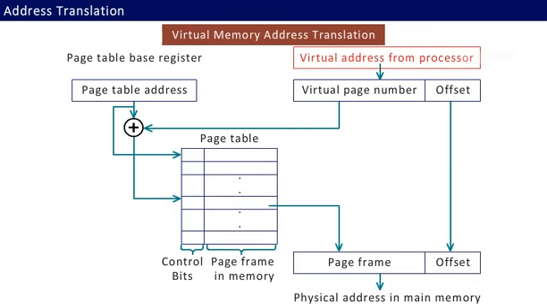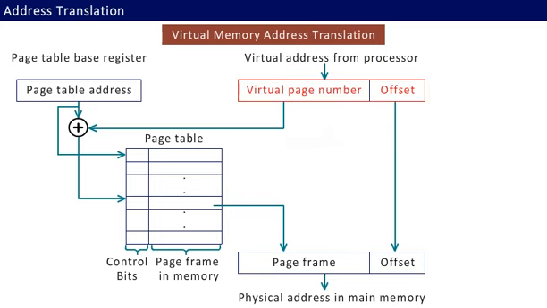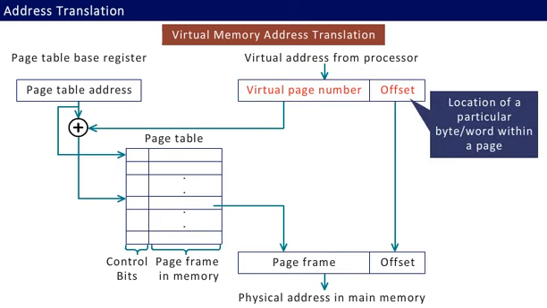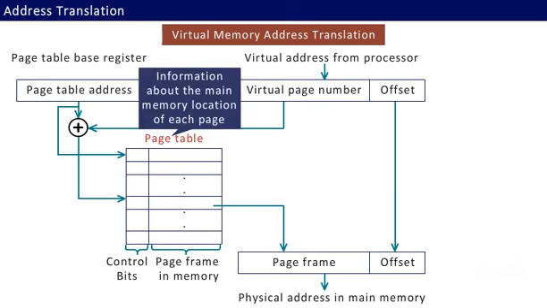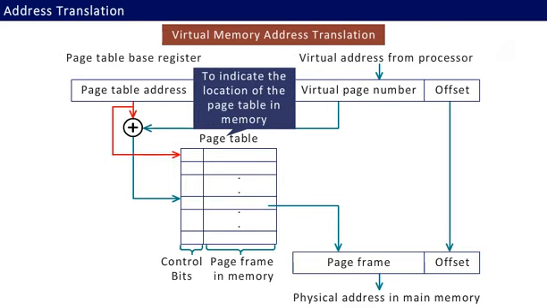Each virtual address generated by the processor, whether it is for an instruction fetch or an operand fetch, is interpreted as a virtual page number, followed by an offset that specifies the location of a particular byte or word within a page. Information about the main memory location of each page is kept in a page table. This information includes the main memory address where the page is stored and the current status of the page. To indicate the location of the page table in memory, the hardware includes a base register that points to the start of the page table and is known as the page table base register.